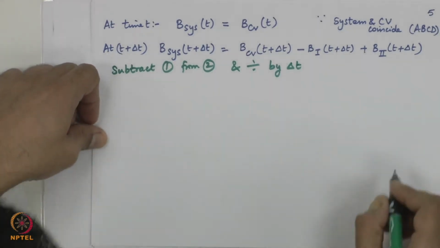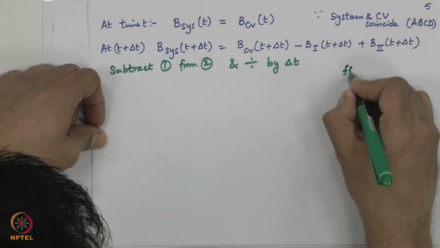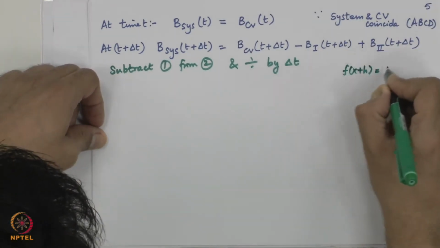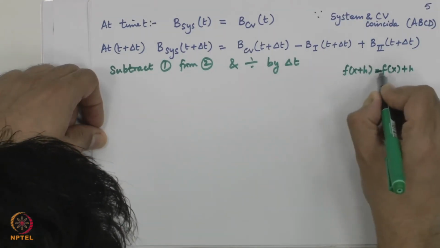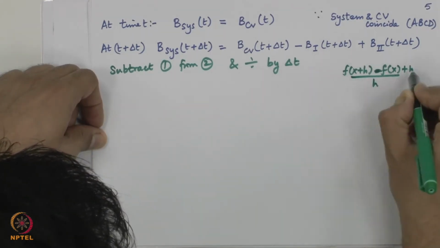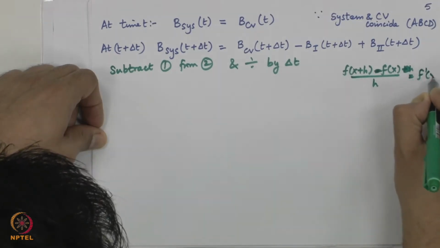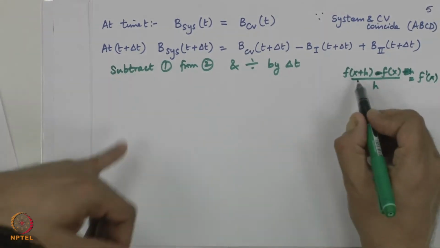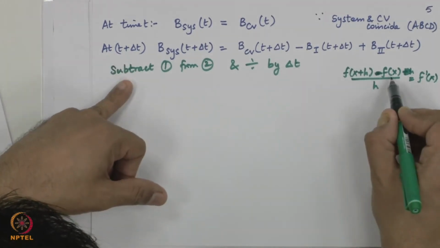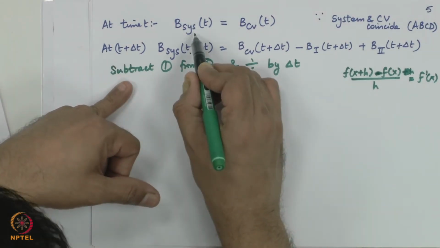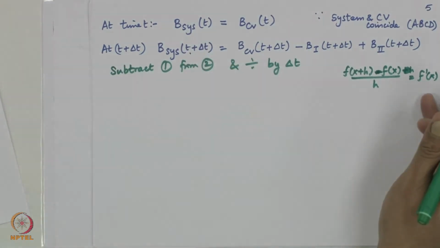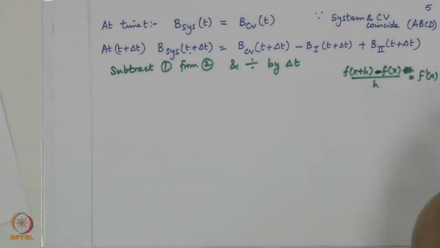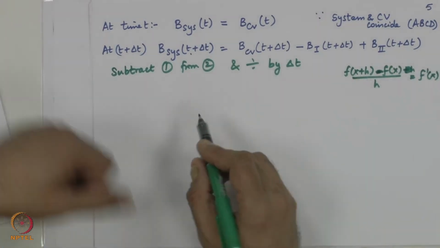Why? Because I have the definition: f of x plus h minus f of x, divided by h, is equal to f prime of x. So f of x plus h minus f of x is 2 minus 1, divided by h, which is your delta t, and that gives me the derivative of the function f with respect to x.